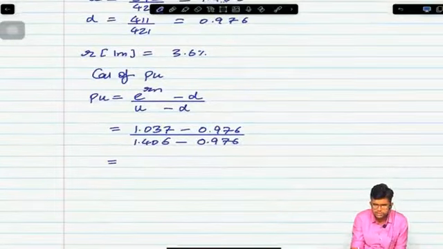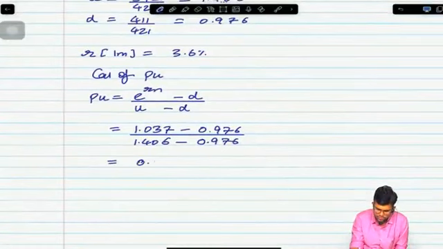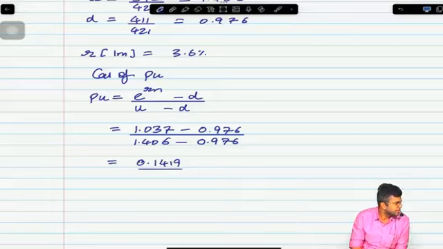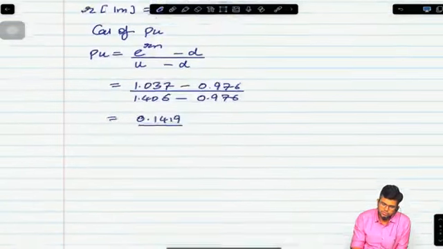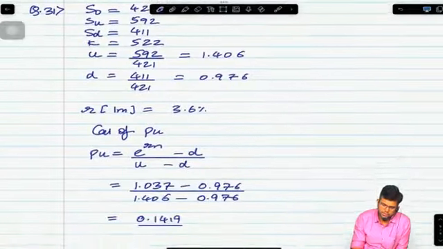What is the answer? 0.1419. This is the answer. There is only 14% chance that the share will go up according to this theory. Everyone clear? Okay. So we have completed question 31.